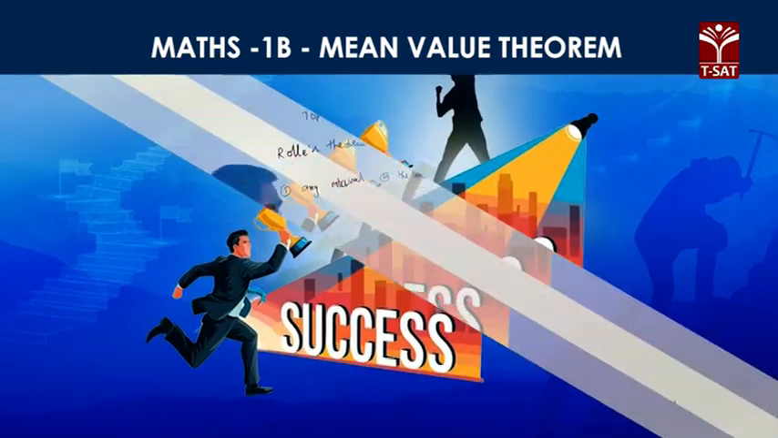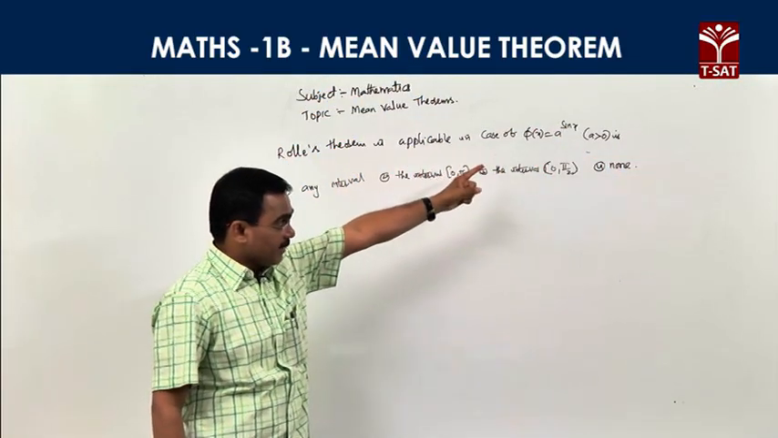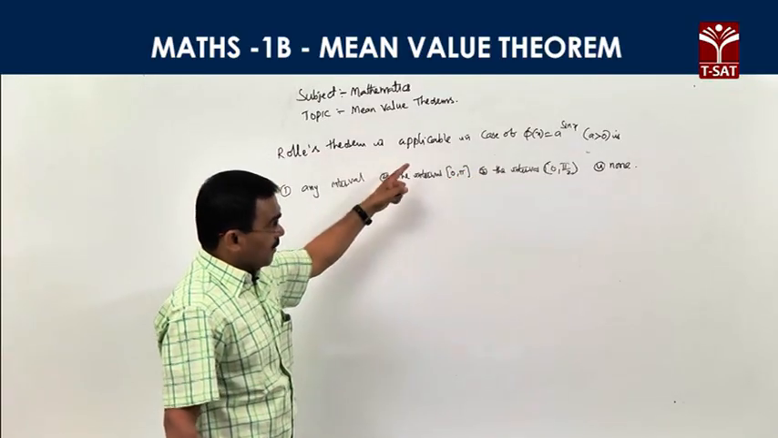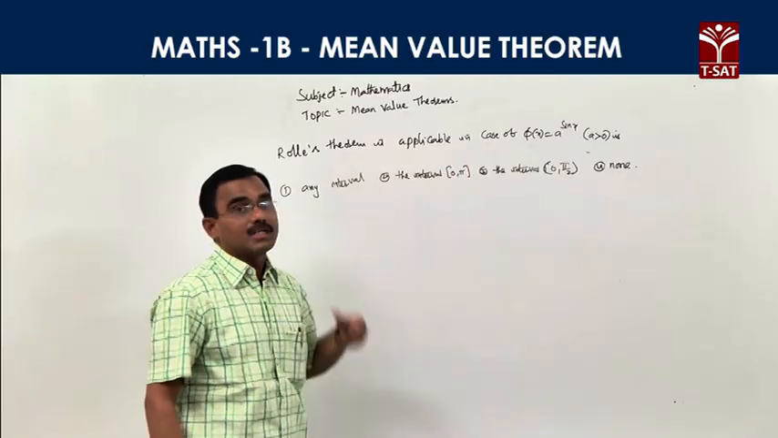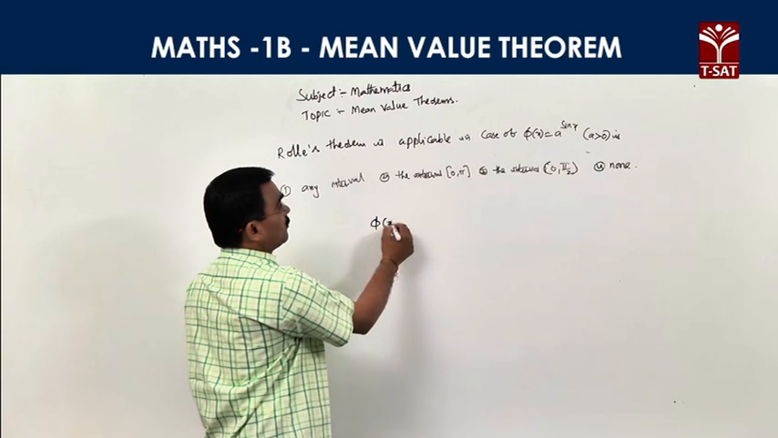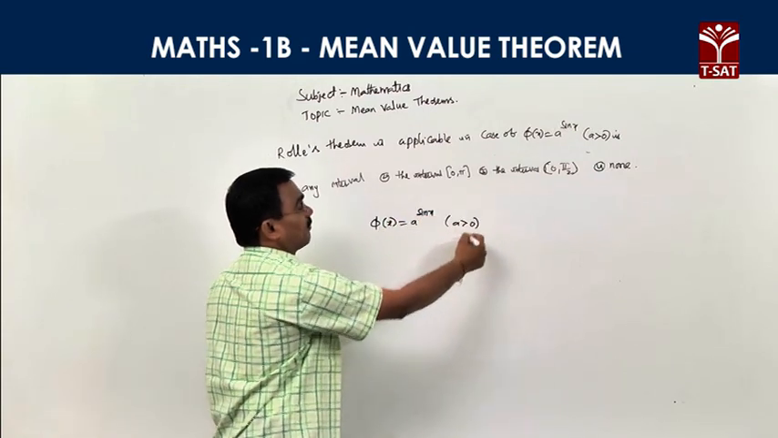Next problem: Rolle's theorem is applicable in the case of the function f of x equal to a power sin x, where a is greater than 0. In which interval is Rolle's theorem applicable for the function? A is positive. What is the given function? f of x is equal to a power sin x, an exponential function.